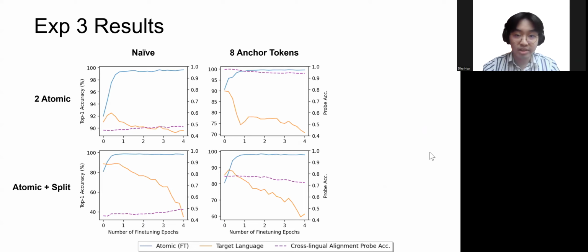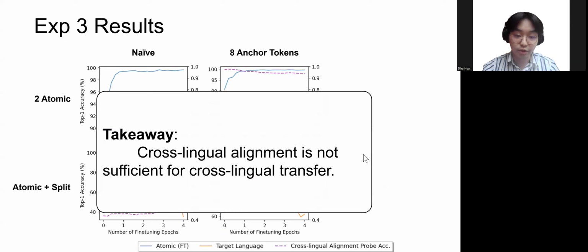Now we look at the performance of the target language, which is indicated by the orange lines. Contrary to what the common hypothesis would predict, that is, that the target language performance will improve along with the source language, in this figure, we do not observe positive cross-lingual transfer while cross-lingual alignment is present. This implies that cross-lingual alignment is not sufficient for cross-lingual transfer.